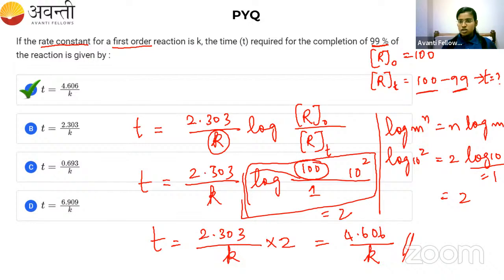Got it? So shall I go for one more previous year question? Are you all ready to solve? That will be the last previous year question from the topic which we have discussed in the last class.